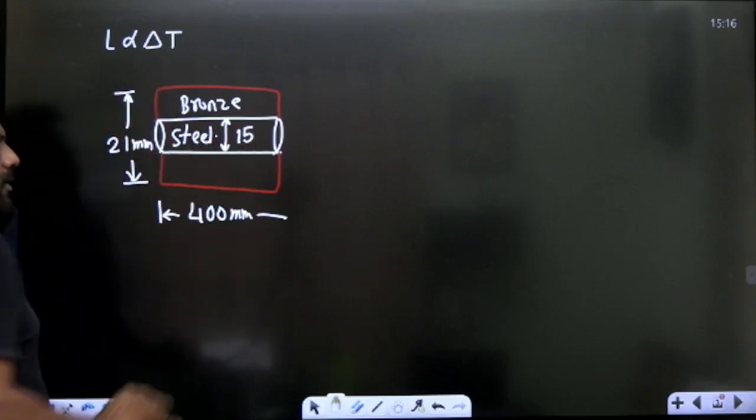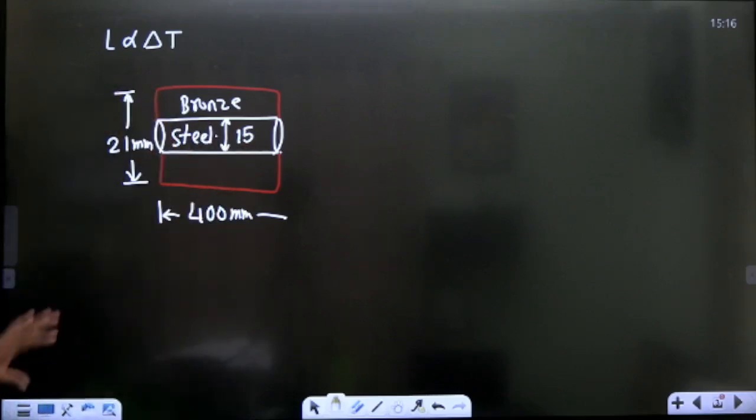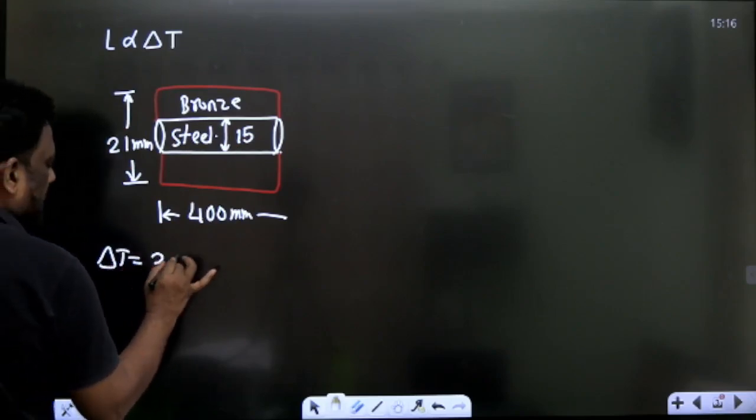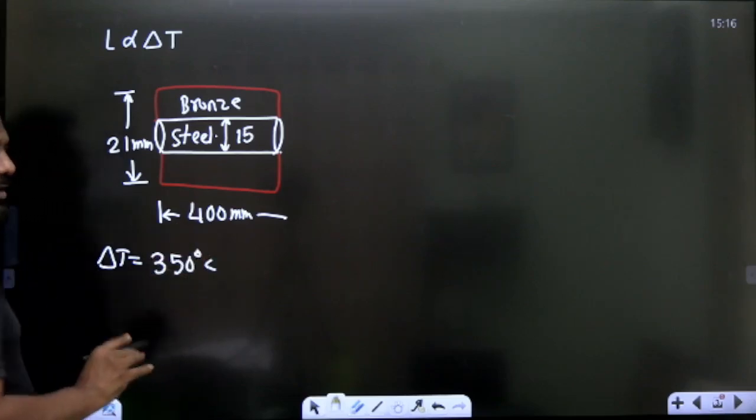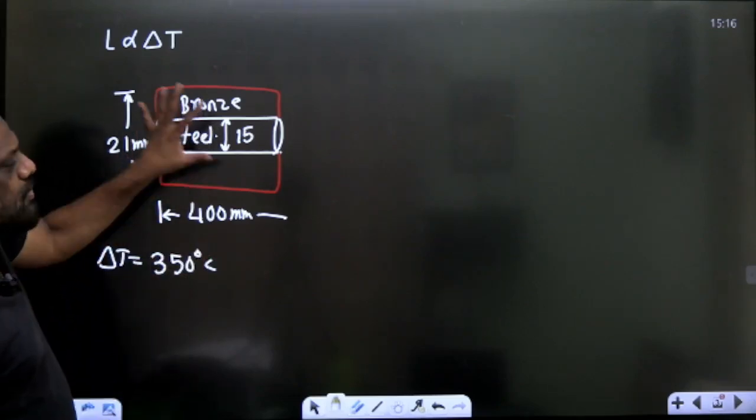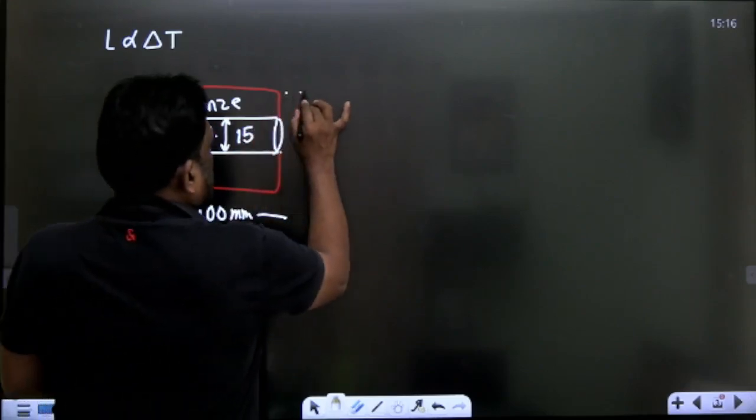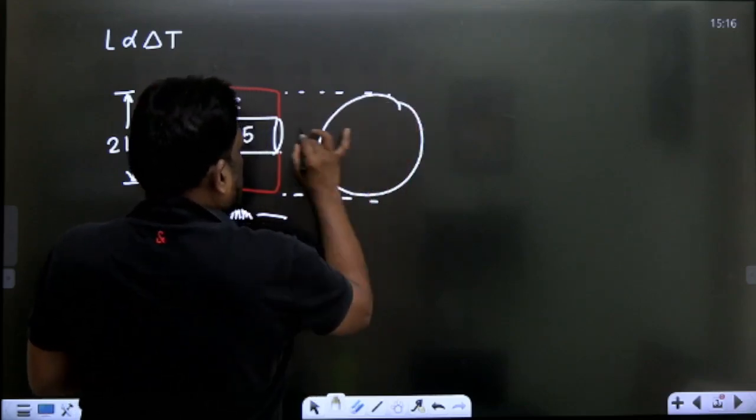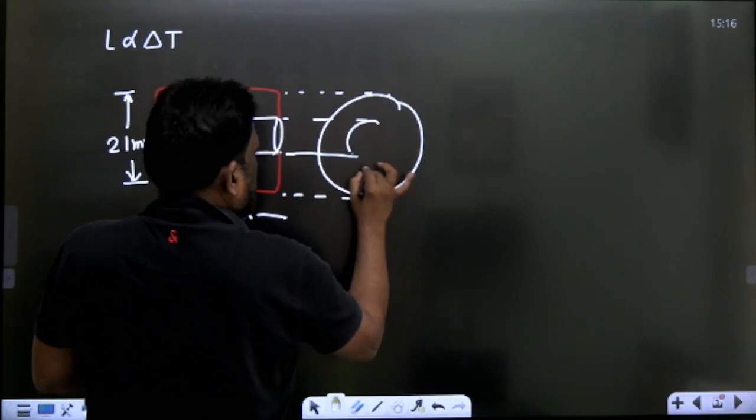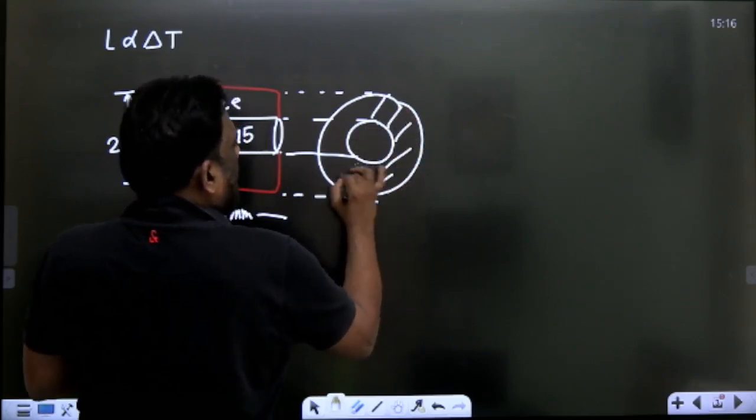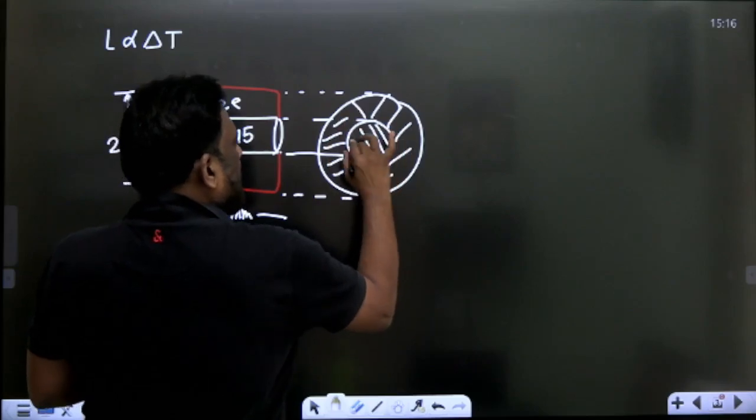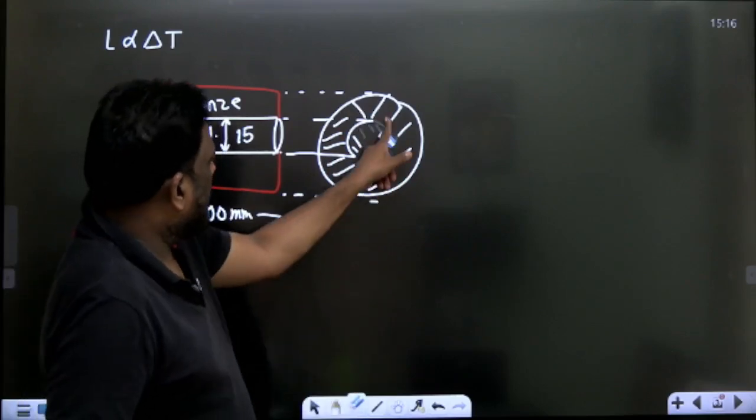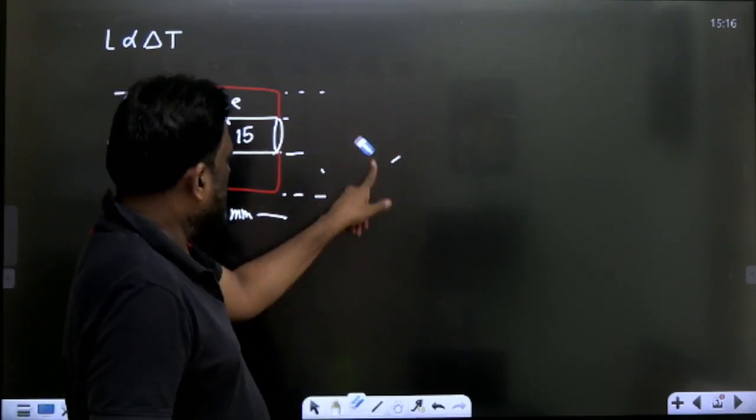ठीक है, sir ji. Now, what will happen? Let's see. So, when you are heating this, the temperature difference is given as 350 degrees centigrade. When you are heating this, what will happen? Let us say it is a composite section. Yes, it is a composite section. Outer one is bronze and the inner one is steel. Very good. So, hope you understood this. Now, let me erase. You have understood this properly. So, there is no problem.